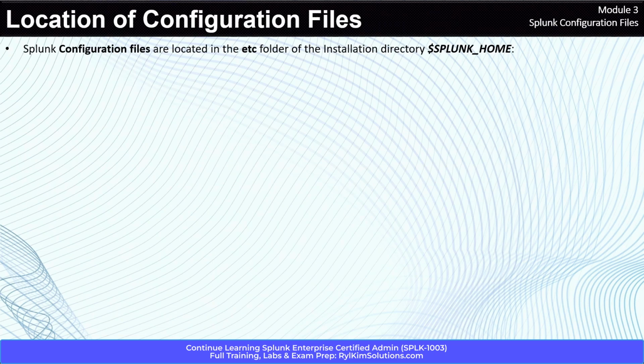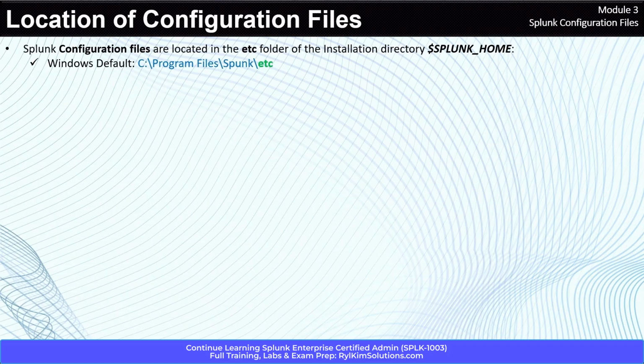Now, when you install Splunk, these configuration files are available in a specific location in your directory structure. Splunk configuration files are located in the etc folder of your installation directory. And again, as we've seen multiple times, the installation directory of Splunk is referred to with the environment variable SPLUNK_HOME. And again, these are the defaults. So for Windows, when you install Splunk by default, it's going to put it in C:\Program Files\Splunk. So that is your Splunk installation directory by default on Windows.